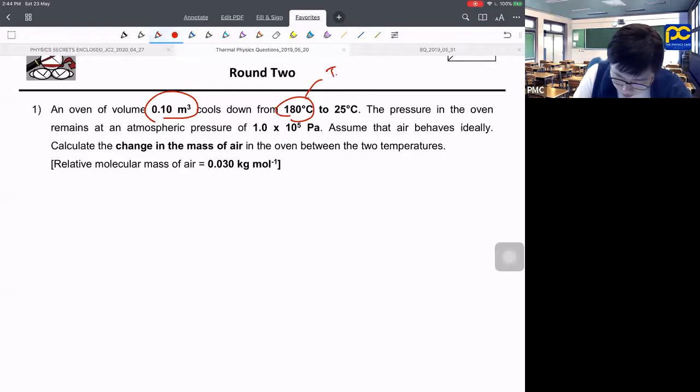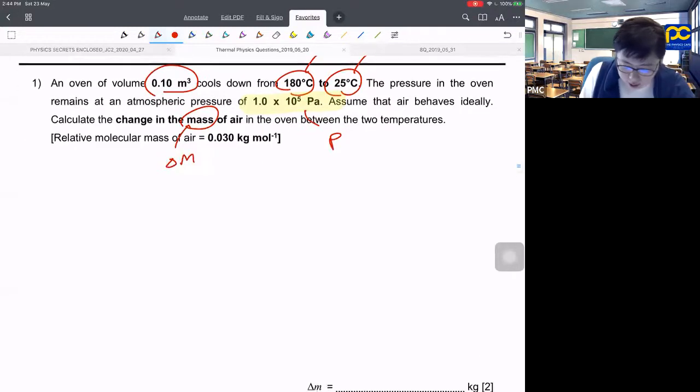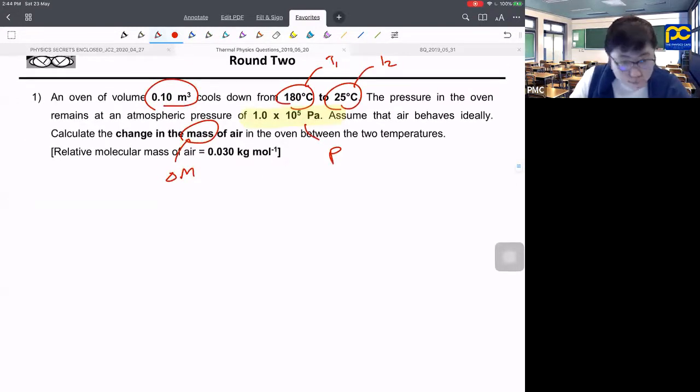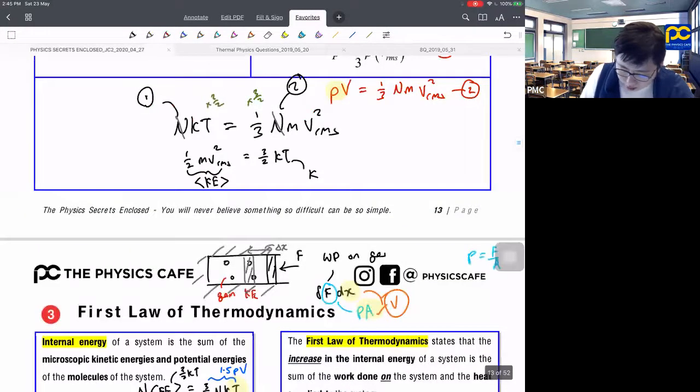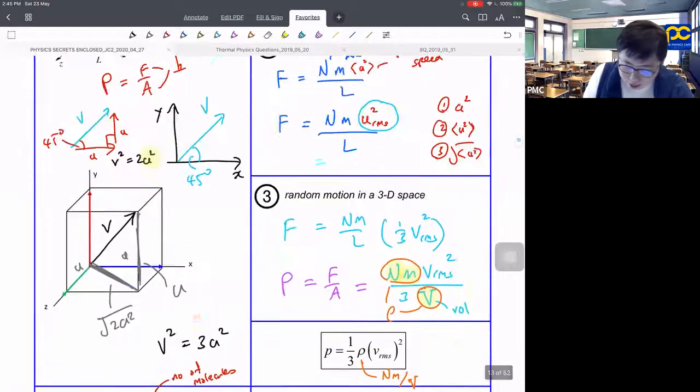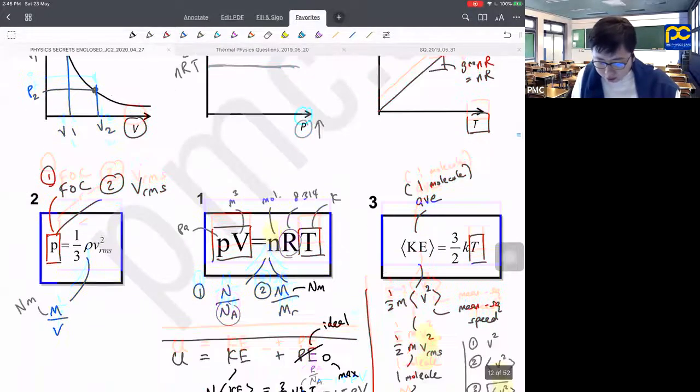You have the initial temperature, you have the final temperature, and you have the pressure of the gas, P. You also find the change in mass. Can I ask you all to do it on your own right now? How to find the change in mass? This question confirmed will be using PV equal to nRT, the ideal equation of state. And look at how nice your mind map is. Do not underestimate one single page like this. It consists of all the possible questions.